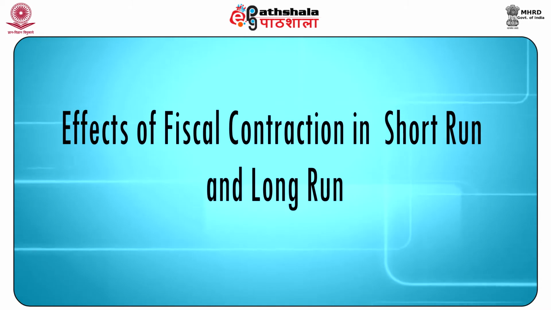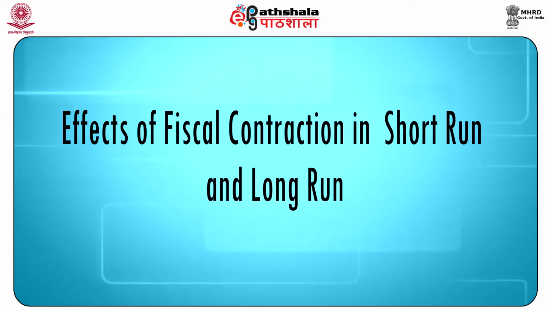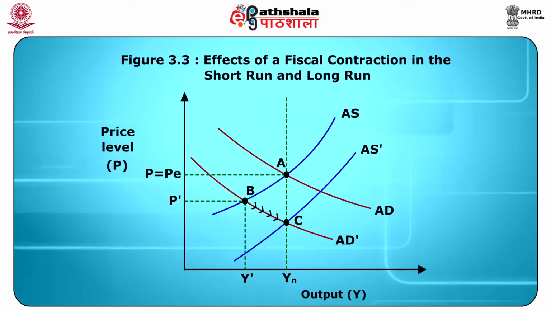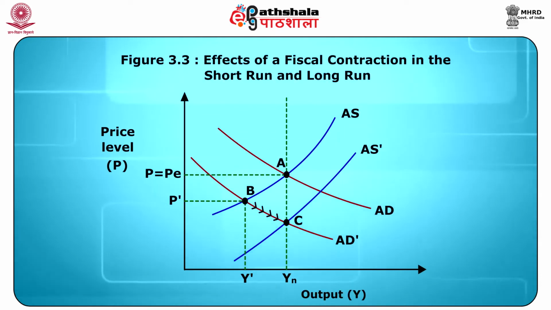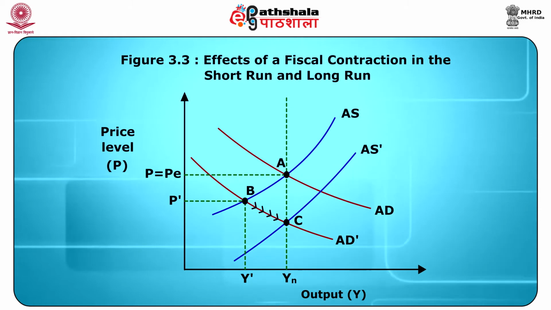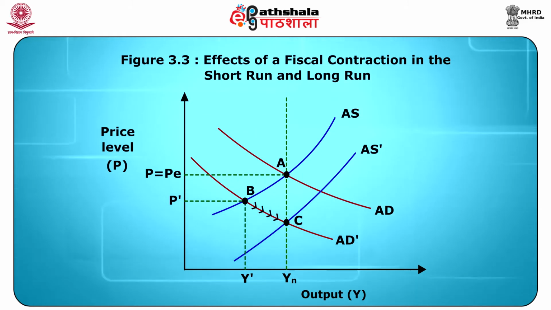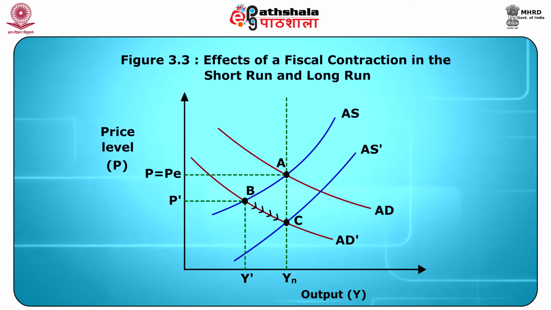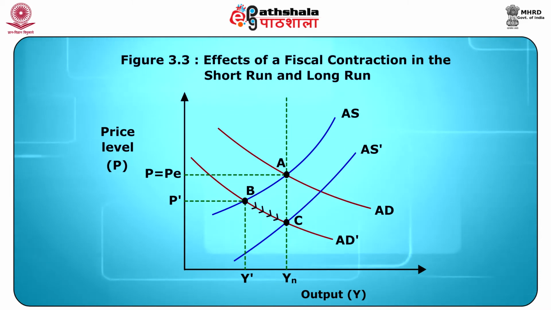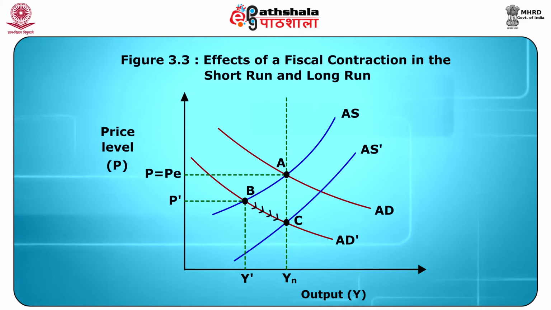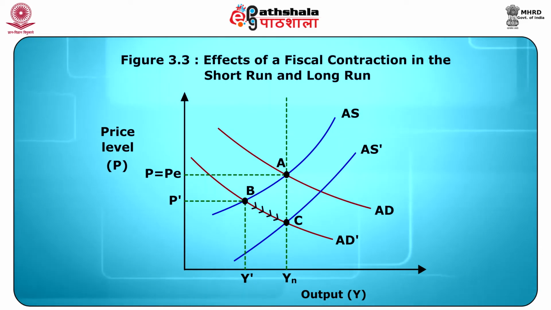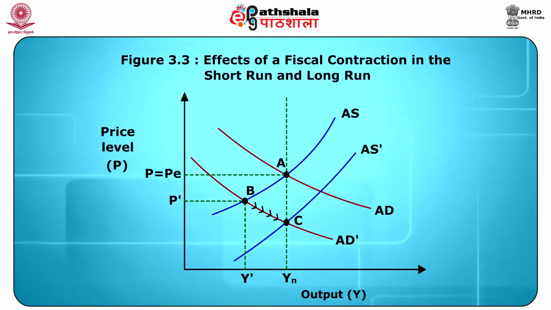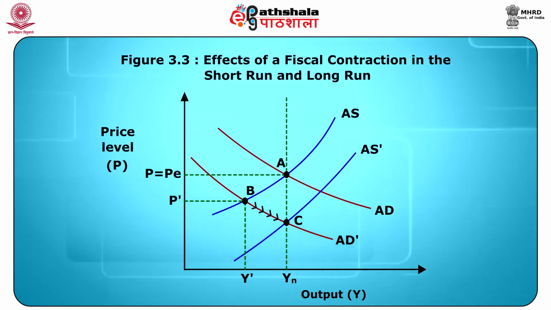Now let us examine the effects of fiscal contraction in the short run and long run. Here we will learn about the implications of a change in fiscal policy. Suppose output is at the long run level initially and the government decides to reduce spending from G to G dash while keeping taxes unchanged. This leads to a shift of the aggregate demand curve to the left from AD to AD dash, which affects the level of prices and output both in the short run and long run.